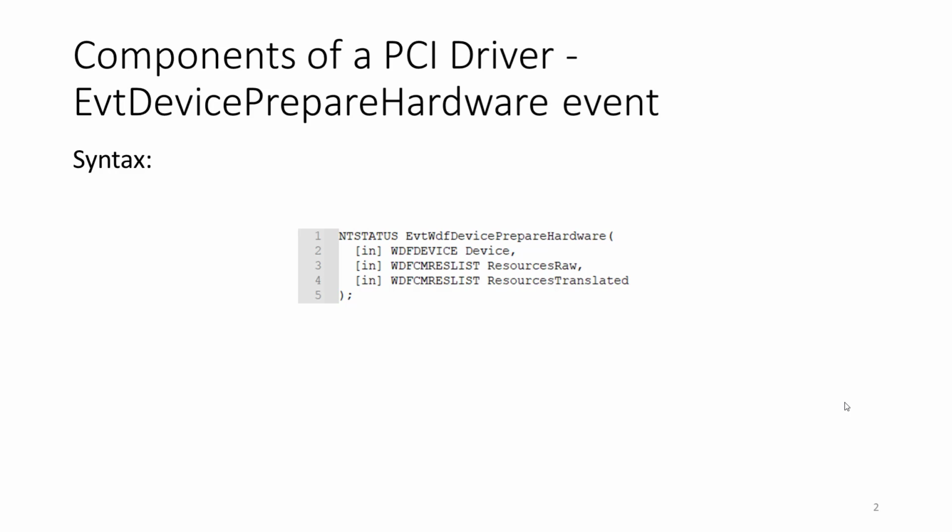The event callback accepts 3 arguments. The first argument is a device handle. The second argument, resources raw, represents a handle to a framework resource list object. The last argument, resources translated, represents a handle to a framework resource list object as well. The callback should return an NT status value.